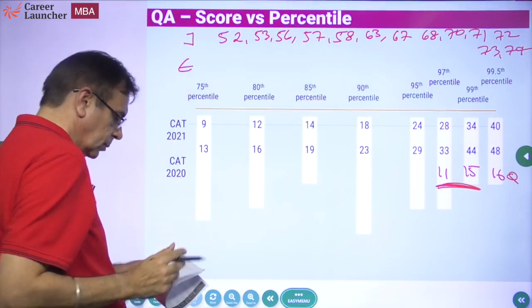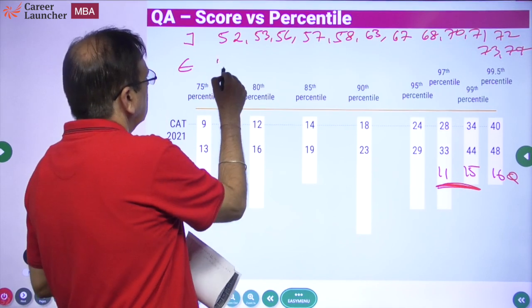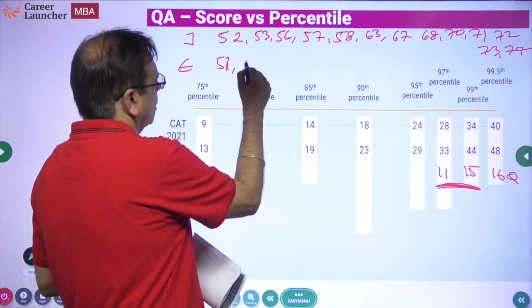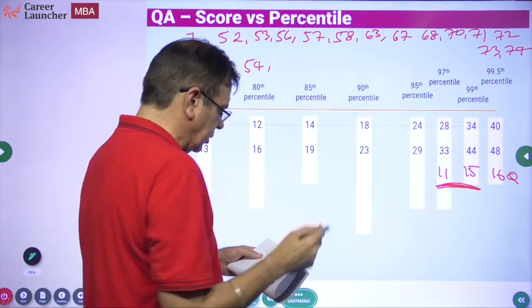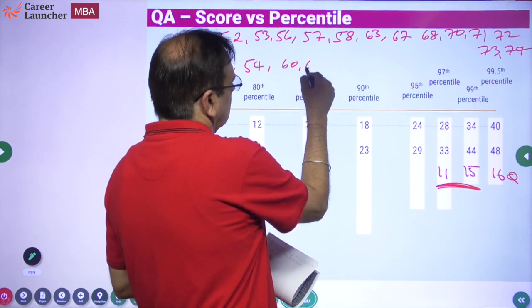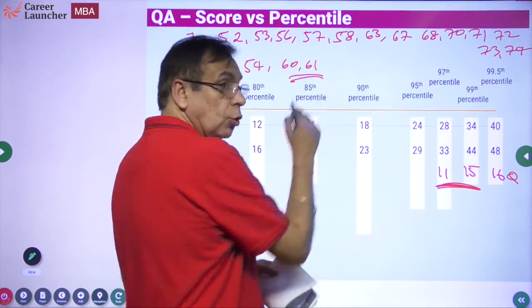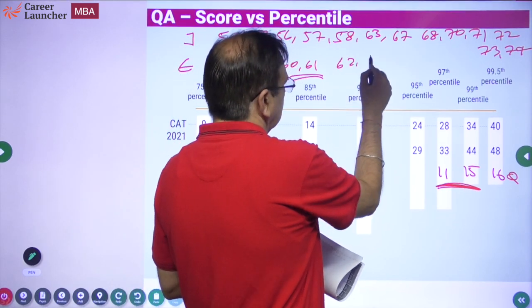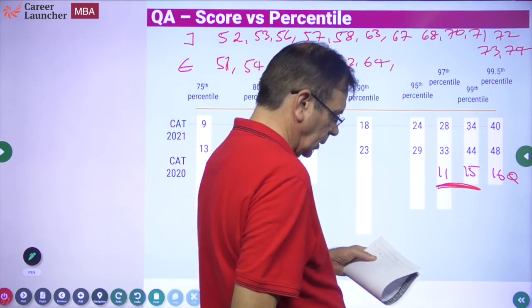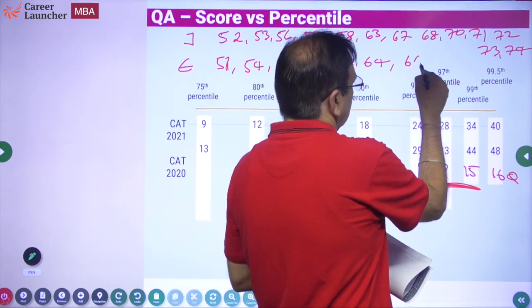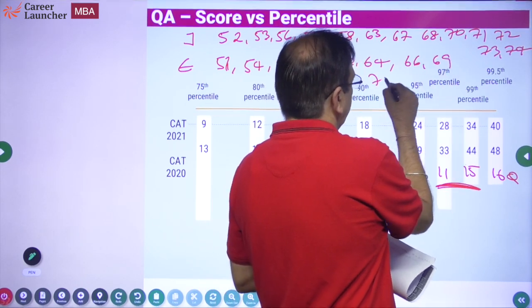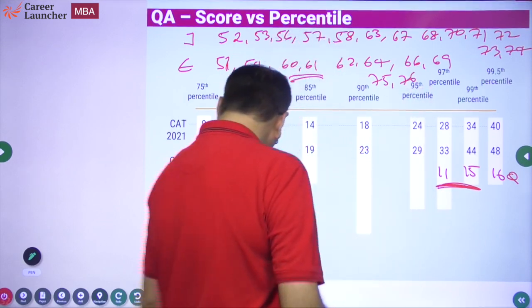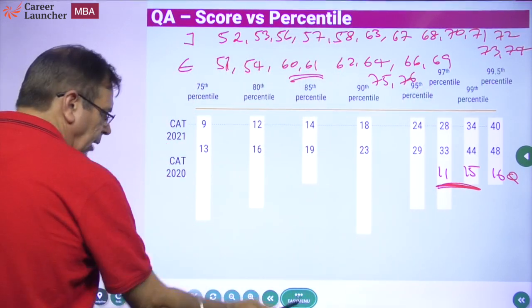Apart from these, which were the somewhat easy questions? 51, 54. 60, 61. These two were time consuming. I'm just writing it here. Okay. 62, 64, 66, 69, 75, 76. Now please look at how many questions have we got out here.